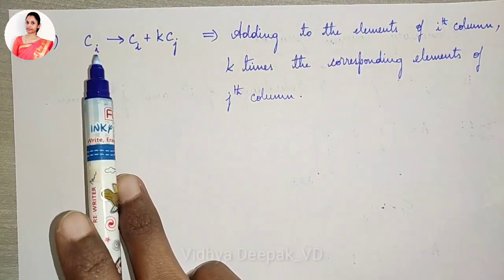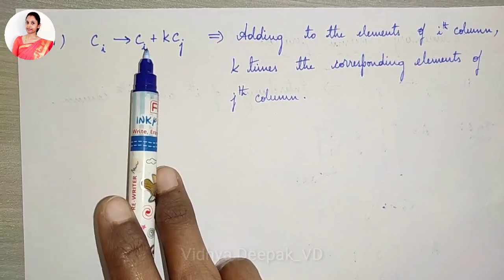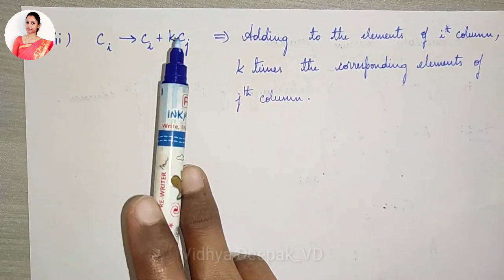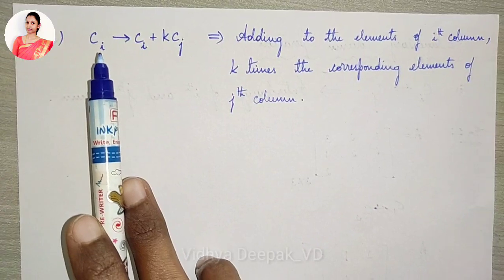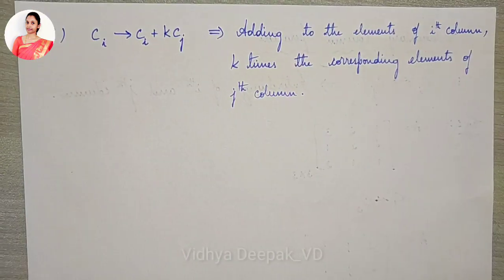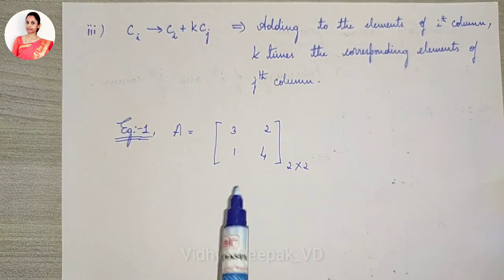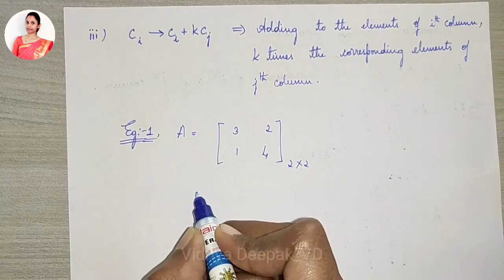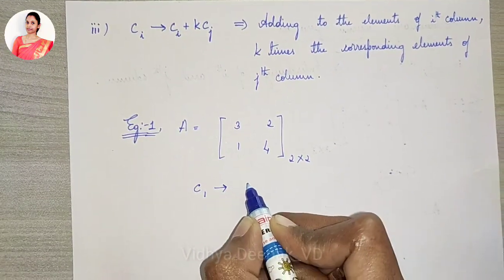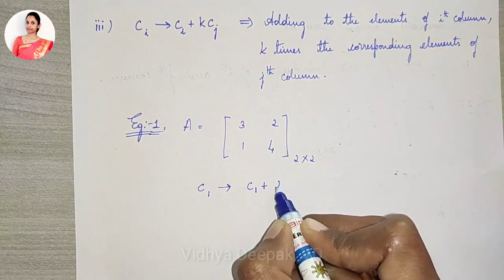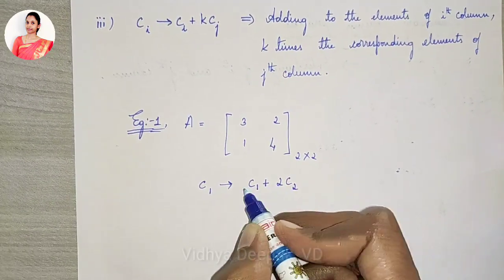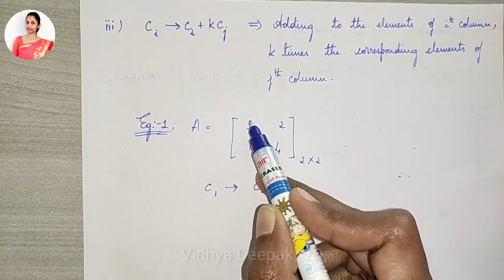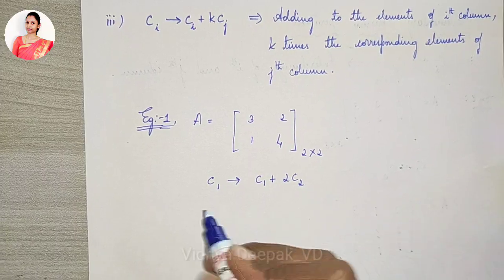Let's see the next property. Here Ci, the ith column, is changed to the ith column plus k times the jth column. After calculating, this answer will be replaced in the ith column. We will understand this better using an example. Here we have a matrix 3 2 1 4, which is a 2 cross 2 matrix. Here I will change column 1 to column 1 plus 2 into column 2. So I have to perform this operation on 2 into column 2, and add this to the C1 elements. Let's see how to do that.